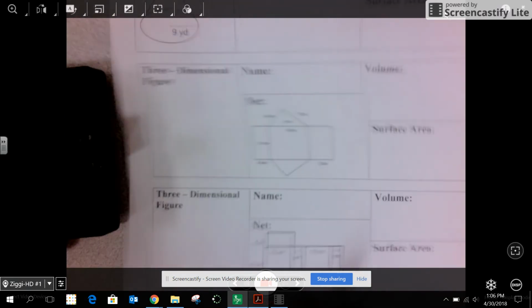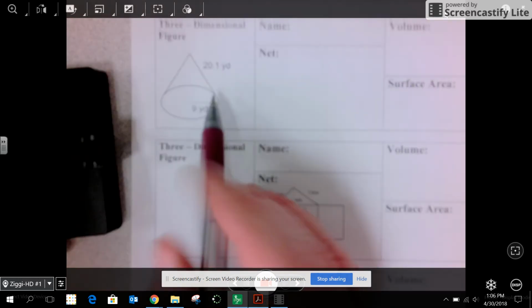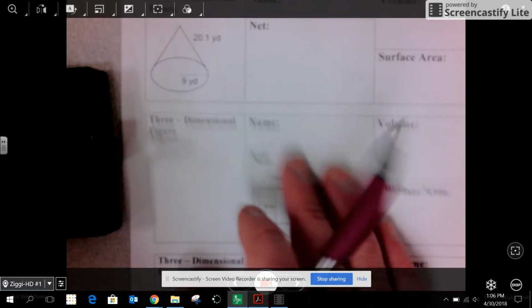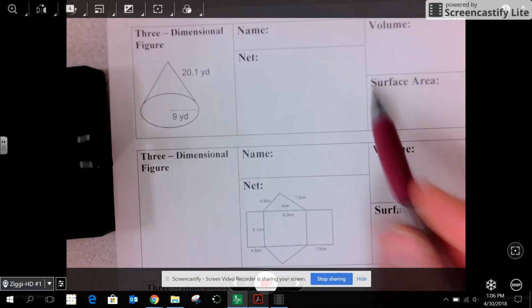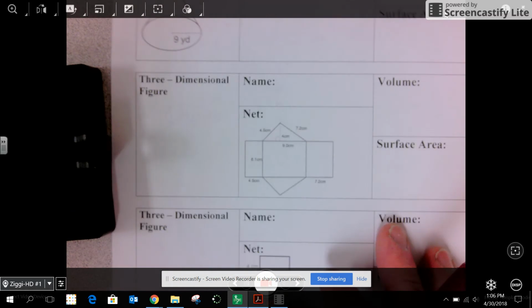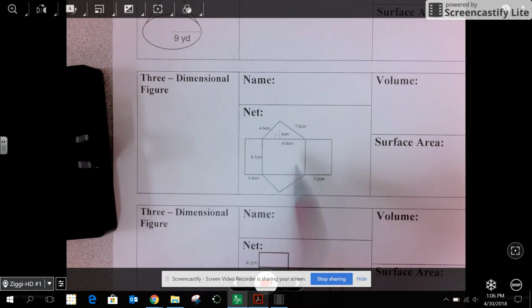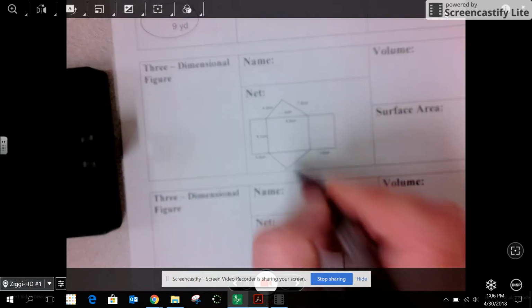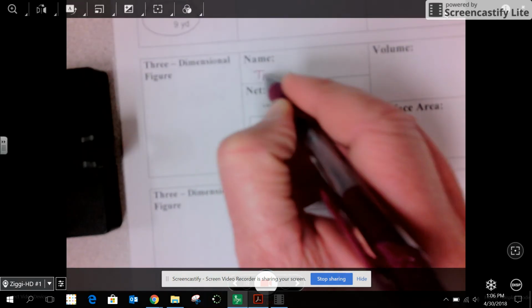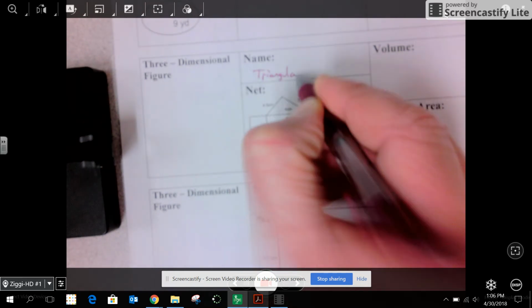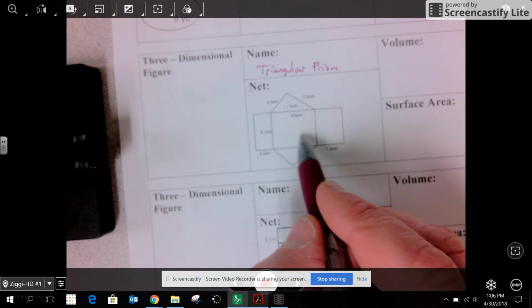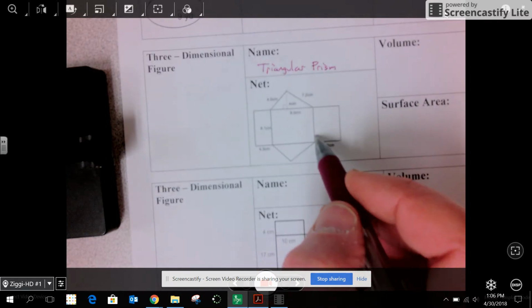I'm just going to talk about the back page. So for any circular shape, just make sure you have the radius. Sometimes they give you the diameter. Those are pretty much find the formula, plug it in, go. But when we're going from a net back to a 3-dimensional figure and you have to find the name, look for the bases. The bases are triangles. So this would be a triangular prism. Be careful, if the faces are rectangles and not triangles, it's not a pyramid.